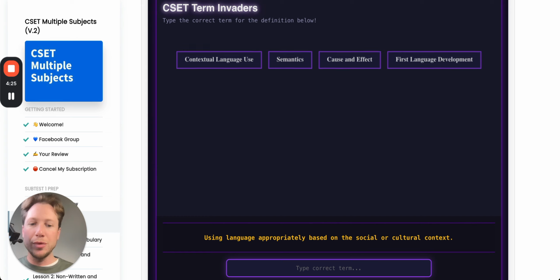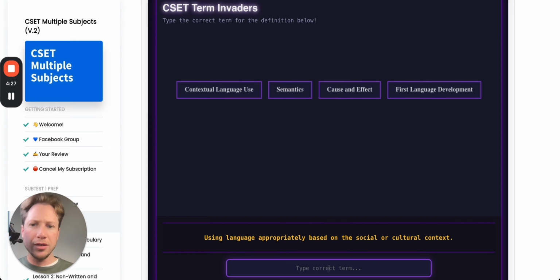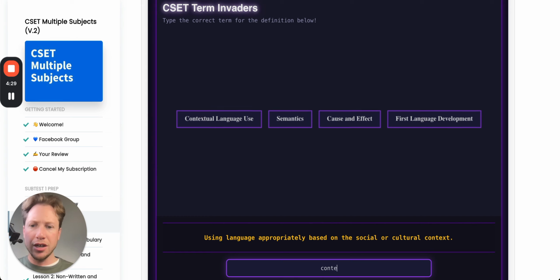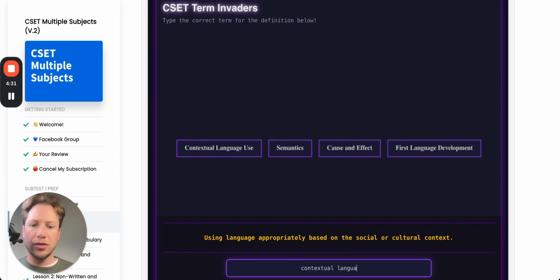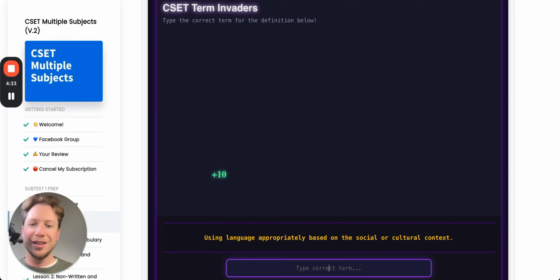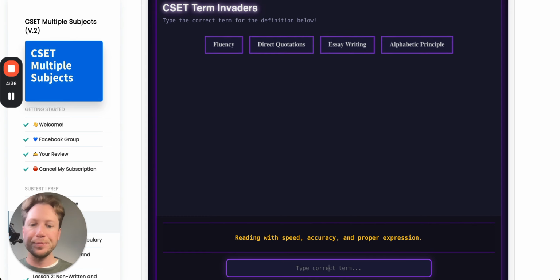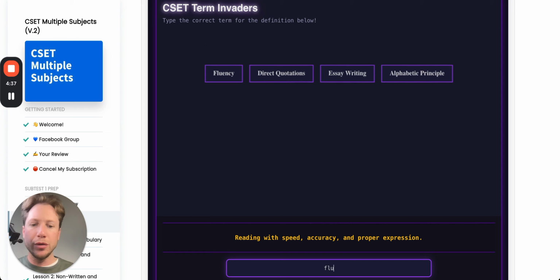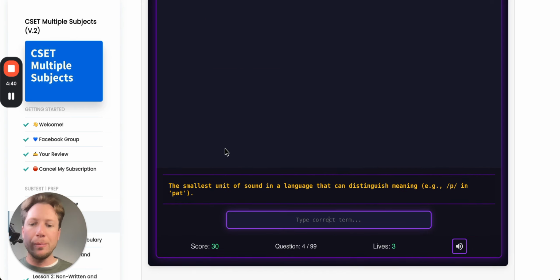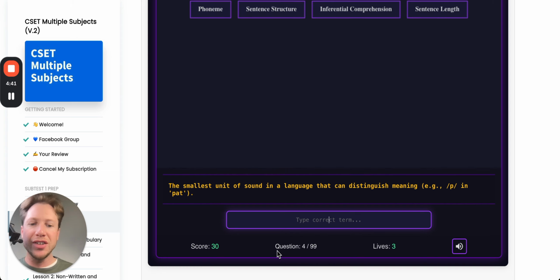Using language appropriately based on social and cultural context. Let's say contextual language use. All right, hopefully. Nice. Okay, we have another. Reading with speed, that's fluency. Now, what's cool at the bottom, you have a score, questions. There's a total of 99.